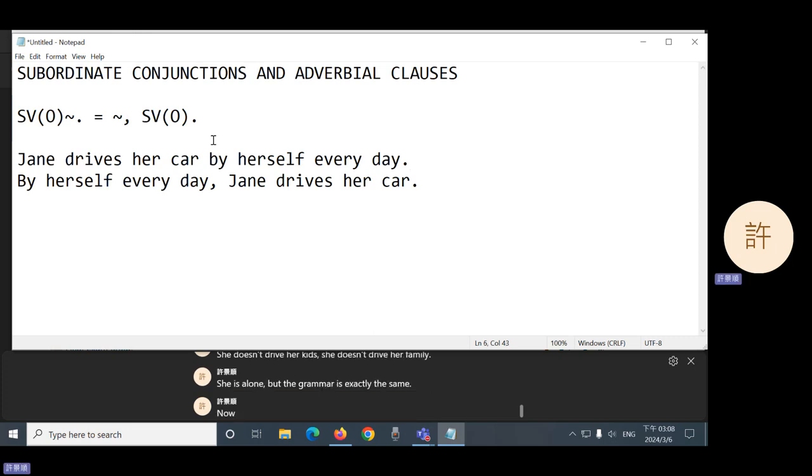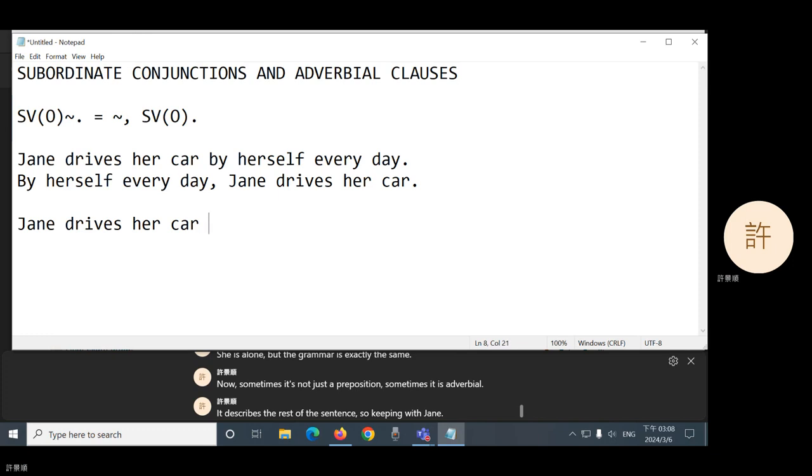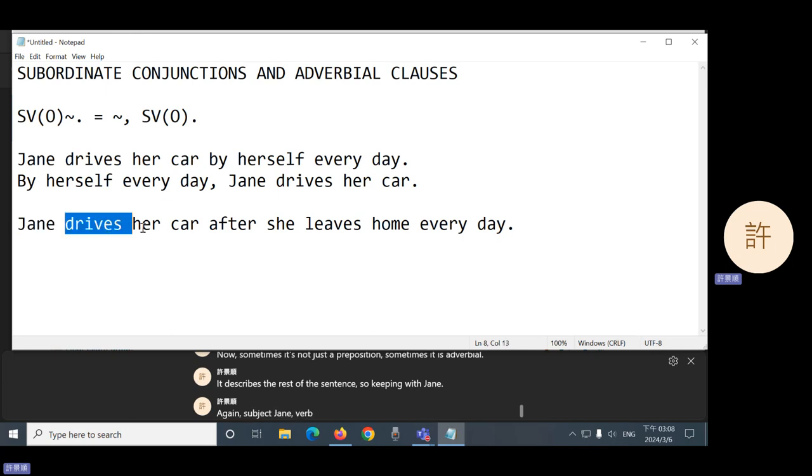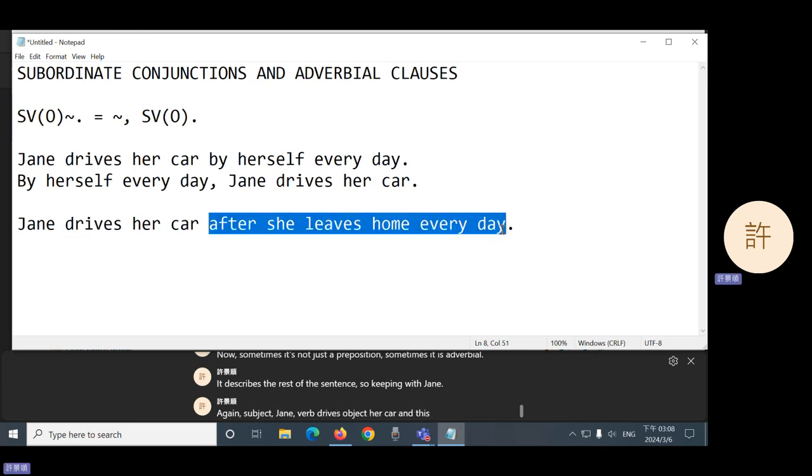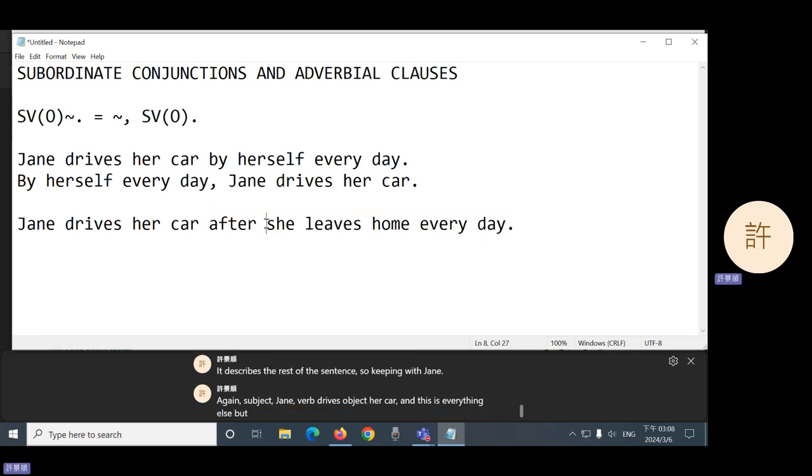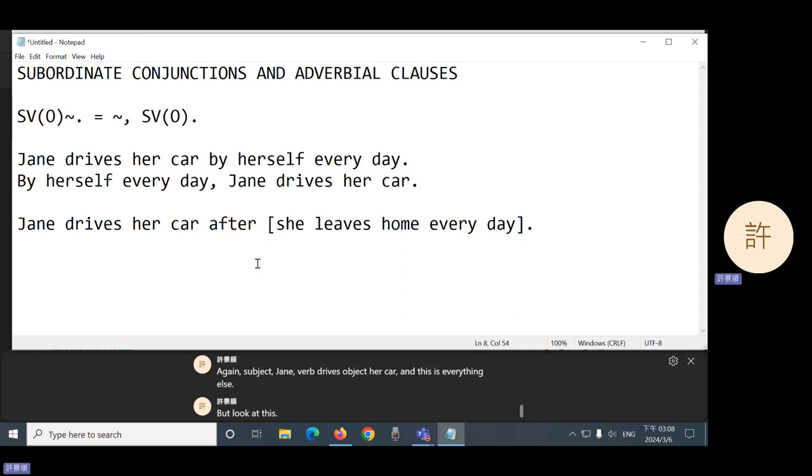Now, sometimes it's not just a preposition. Sometimes it is adverbial. It describes the rest of the sentence. So, keeping with Jane, again, subject Jane, verb drives, object her car, and this is everything else. But look at this. She leaves home every day. Is this a complete sentence?